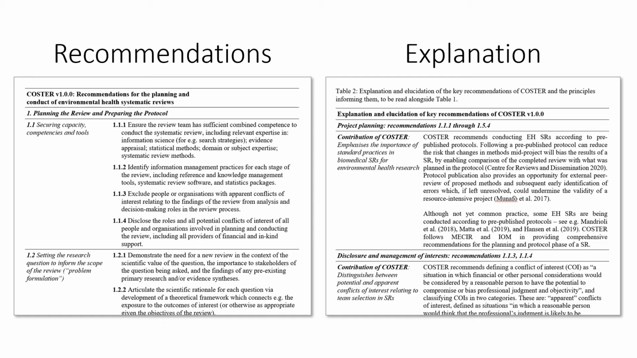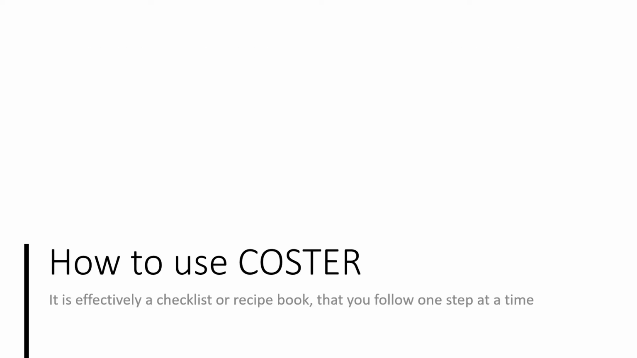So if you, for example, are not clear on why potential conflicts of interest are important to manage in systematic review and how they should be managed, then the explanatory document will give you some account of the reasoning behind the specific recommendations that COSTER has made. So our next question is, how do you actually use COSTER if you're doing a systematic review?